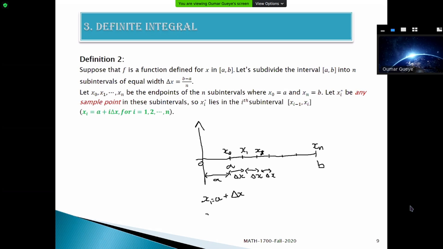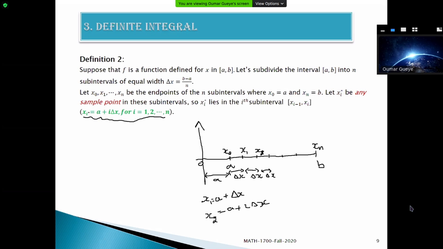A plus 2 delta x is going to be your x2. x2 is going to be a plus 2 delta x. And as you know, x3 is going to be a plus 3 delta x. And the pattern is going to be exactly what you have here.